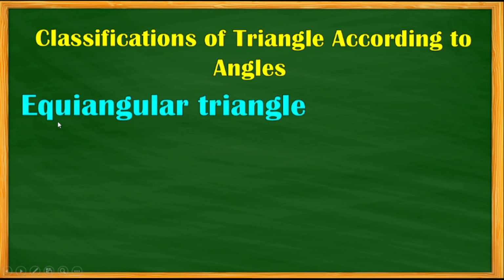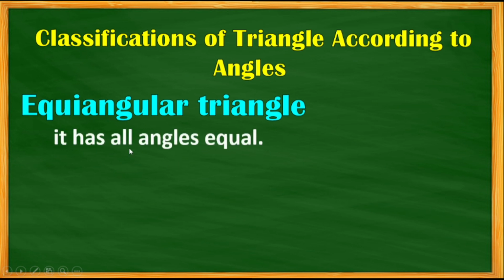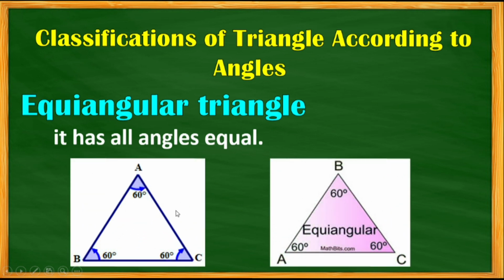Now, let's proceed to equiangular triangle. When we say equiangular, it has all angles equal. So this one is an example of an equiangular triangle because angle A, angle B, and angle C are all 60 degrees. Also this one. So when we say equiangular triangle, all angles are equal.